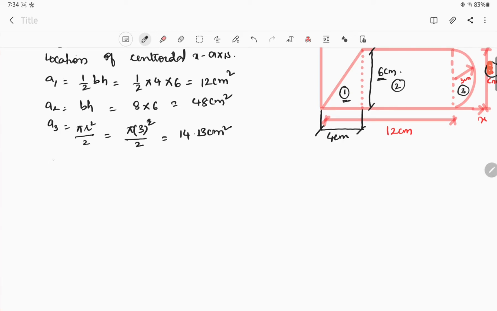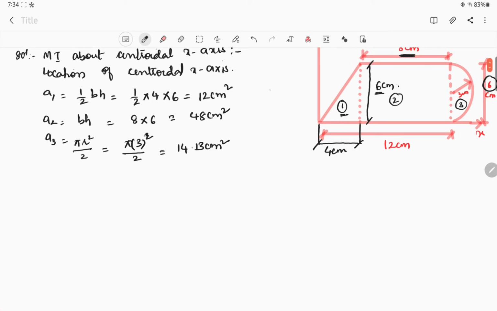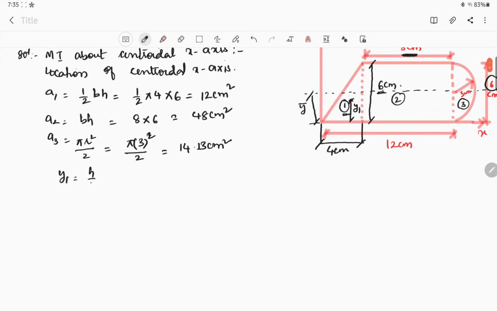Now we are calculating the location of centroidal x-axis. So centroidal x-axis means, suppose somewhere here is my centroidal x-axis. So what happens here? I will calculate y bar, isn't it? To calculate y bar we need y1. Suppose the centroid of this triangle is somewhere here, so this distance will be y1. The formula for that is H by 3, which is equal to 6 by 3, which is equal to 2 centimeters.